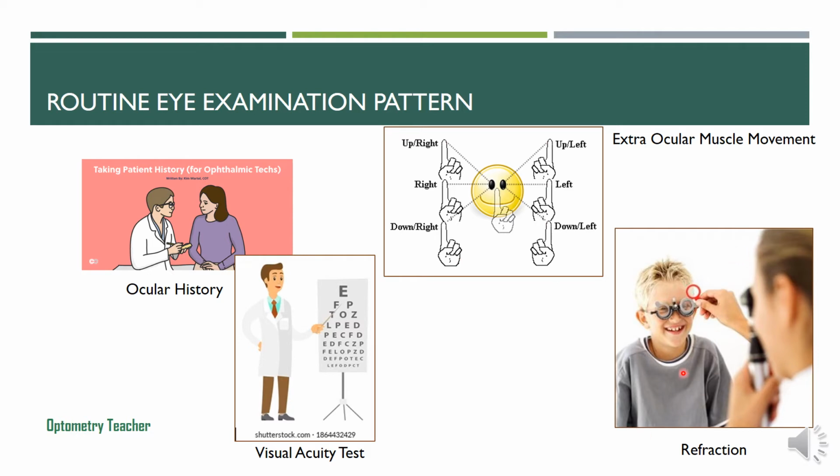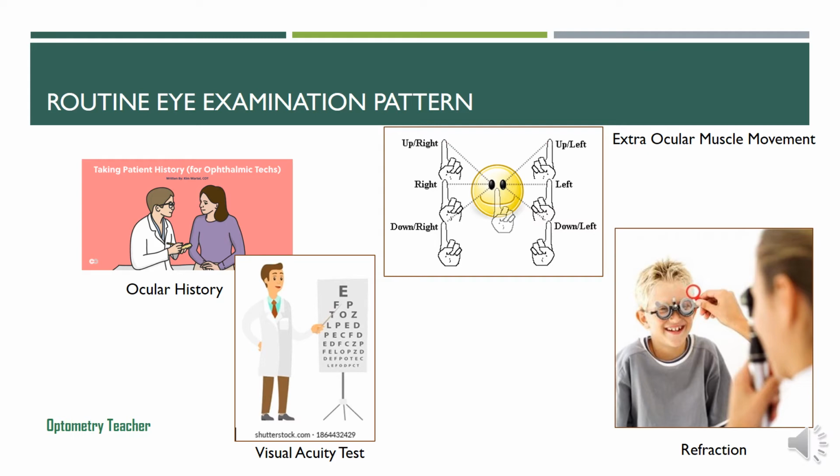Next comes the refraction, another most important one, because we need to know what is the refractive status of the eye. If there is any refractive error or not. If there is a refractive error, what is the refractive error, whether it is myopic or hyperopic, or a combination of myopia or hyperopia with astigmatism, and whatever glasses you're going to prescribe to the patient, or what will be the glass prescription. All these things come in refraction.